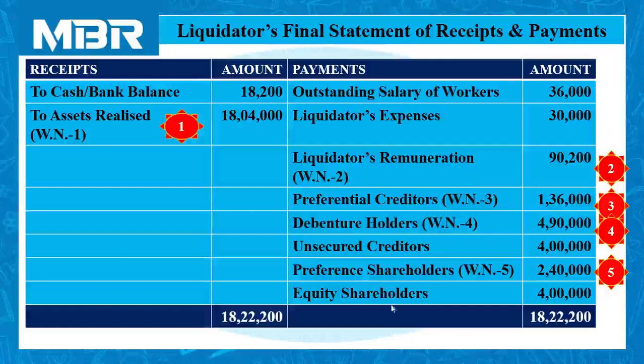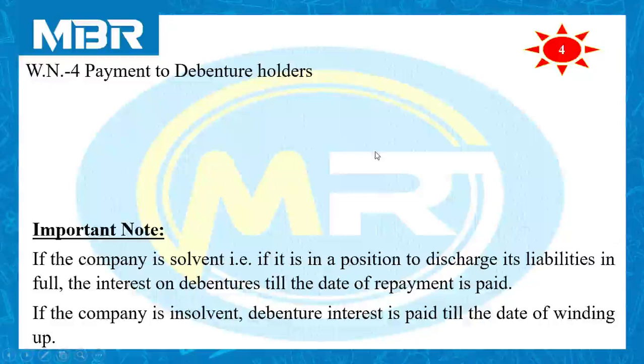For your better understanding, I have prepared working note number 4. Let us move to working note number 4 in order to understand payment to debenture holders. Payment to debenture holders. Before paying any amount to debenture holders, it is necessary for you to remember an important note available on your screen. You need to remember this rule up to the last question of this chapter.